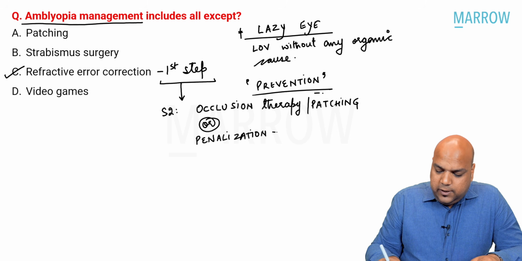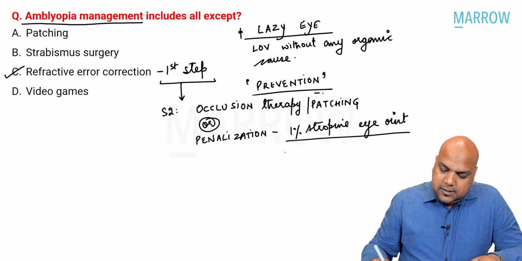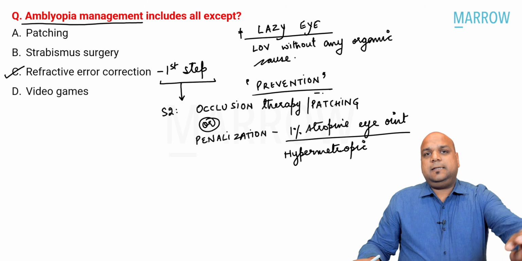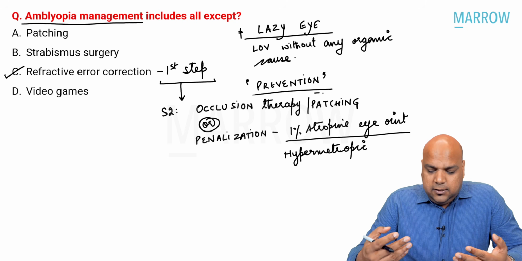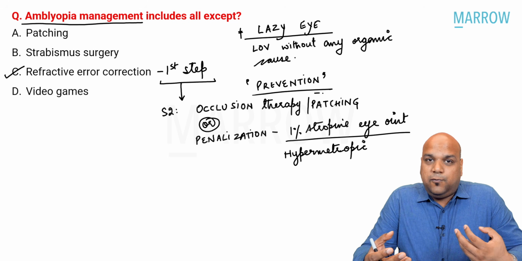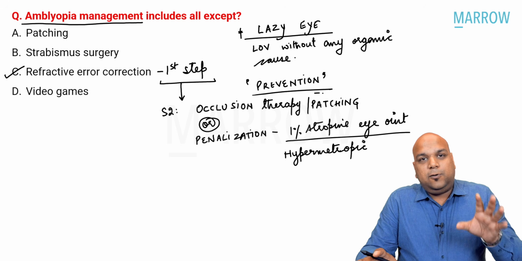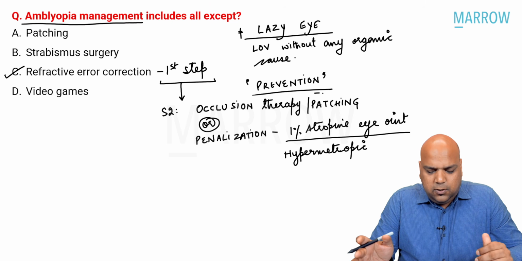In penalization, what do we use? We use 1% atropine eye ointment. Essentially, what are we trying to do? We are trying to make the child hypermetropic. Atropine will lead to loss of near reflex. Yes, it will lead to cycloplegia. Atropine, cycloplegia, ciliary muscle is not acting. The child cannot see his toys, his notebooks from the eye which has been penalized. So he will be forced to look from the other eye. So again, you are trying to penalize the normal eye in order to force the amblyopic eye to work more. Yes. So these are essentially the same things, occlusion or patching or penalization.